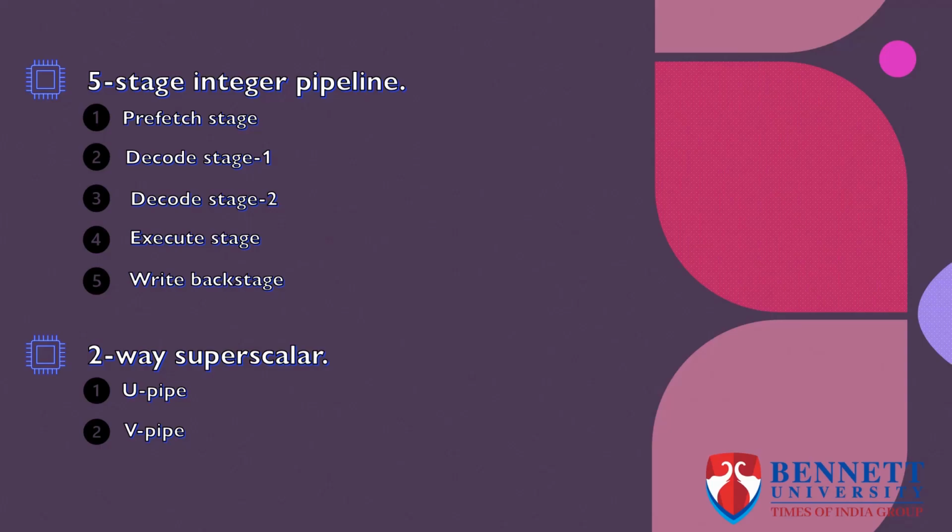Now Pentium is two-way superscalar. That means, as we learned in the second point, that there is a 64-bit data bus in Pentium. That means there are two pipelines for data flow in order to transfer 64-bit data. And the names of the two pipelines are the U pipe and the V pipe.